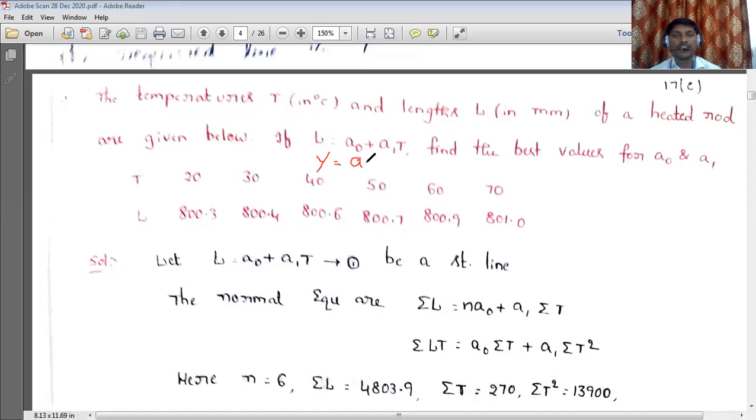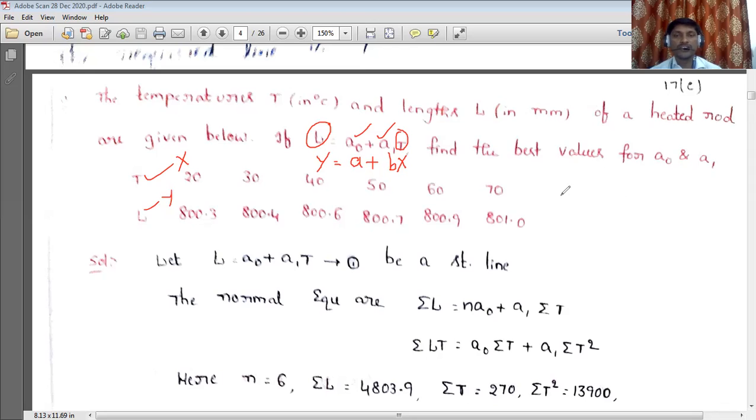In the first case they give a plus bx, right? But here what they give is L in place of y, T in place of x, a naught in place of a, and a1 in place of b. So you see they have changed the values also. So don't directly think this is x and this is y. See clearly here. This is also important. Here T is nothing but the x values, and L is the y values. Sometimes they may change that.